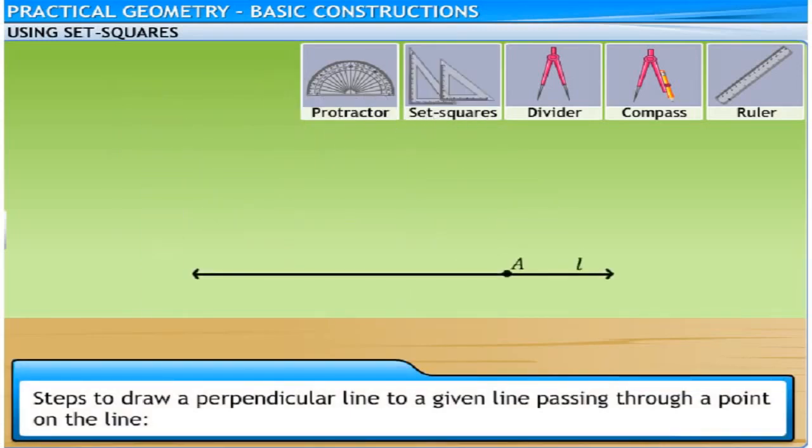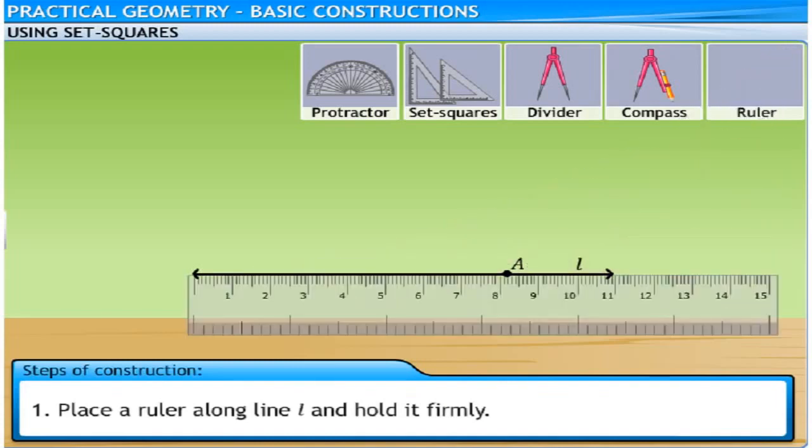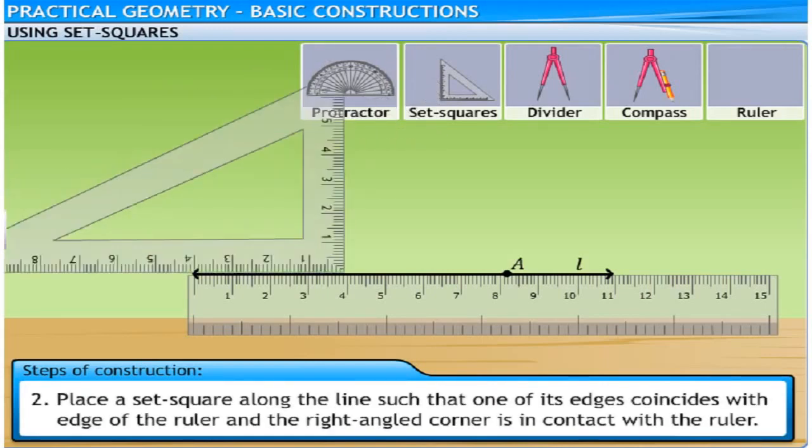Here, L is a line and A is a point on it. Let's place a ruler along line L and hold it firmly. Next, place a set square along the line such that one of its edges coincides with the edge of the ruler. Here, you must remember that the right-angled corner of the set square should be in contact with the ruler.